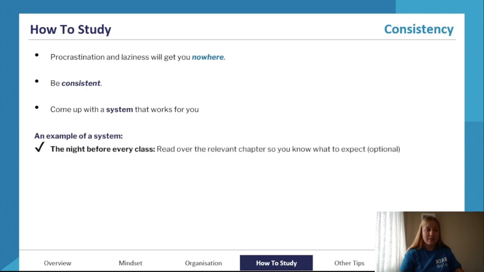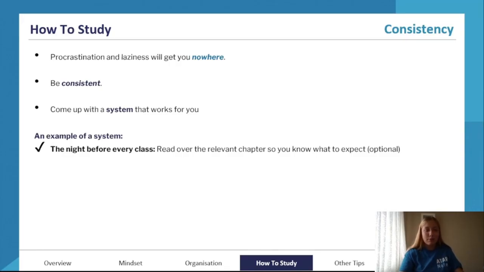So an example of a system. So the night before every single class, it would be great if you read over the relevant chapter of the theory in your textbooks so that you know what to expect. This is absolutely optional, but you will find that you will be able to understand information a lot faster and easier. You will be able to contribute a lot more in your classes. You will impress your teachers, and it will make studying that much easier and revision that much easier, especially for subjects that are significantly centered around theory. So any theory subjects, any science subjects, we know understanding really is key.